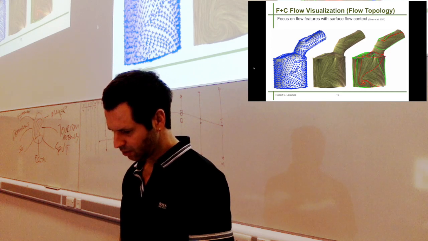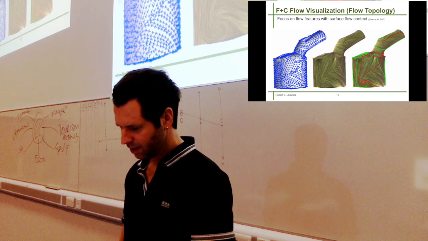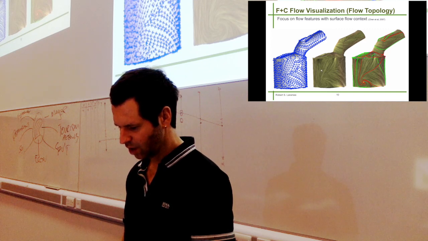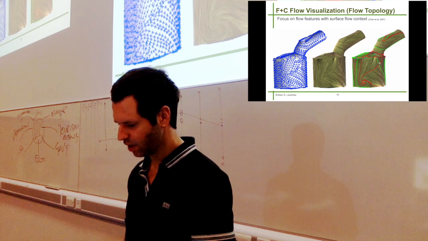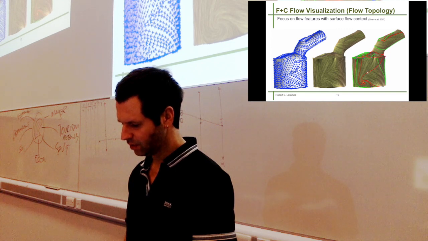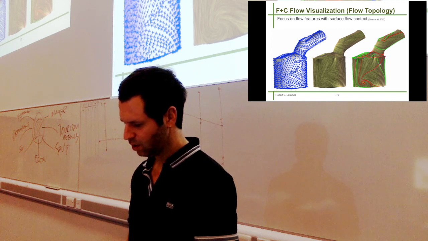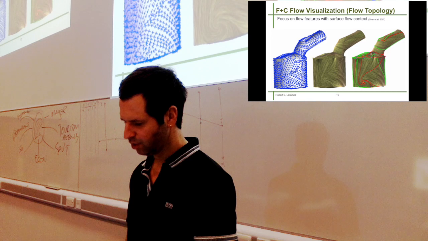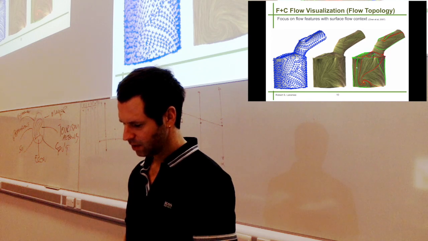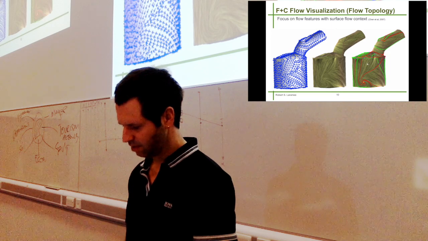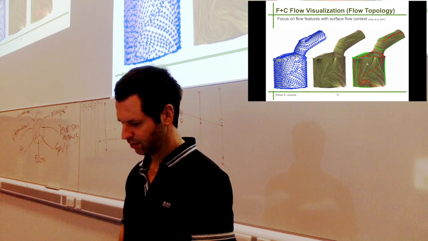And this is some more examples. So this is kind of a context, and here's a focus and context. Where the focus is this special subset of the flow, we call it the topology, which we're going to talk about more in the future. But the context is the background gray information.